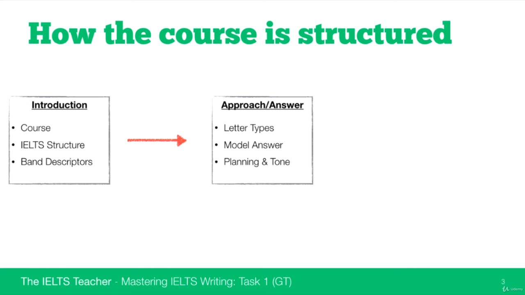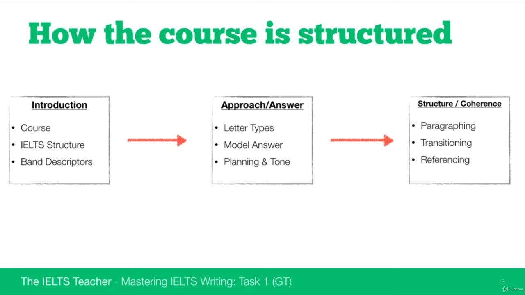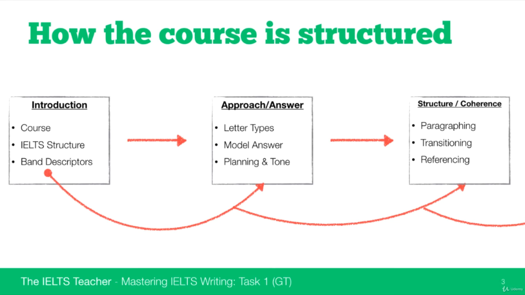After this section we'll be looking at how to approach and answer the task by writing your letter, thinking about the different letter types and planning and tone. We'll also be looking at structure and coherence, things like paragraphing, transitioning between ideas and between paragraphs, using cohesive devices, referencing. Now, each of these sections actually corresponds to a different band descriptor category. So the approach and answer section, that's all about task achievement. The structure and coherence section, that's about coherence and cohesion. Each of the band descriptor categories are worth 25% of your score, so we are dividing those equally.